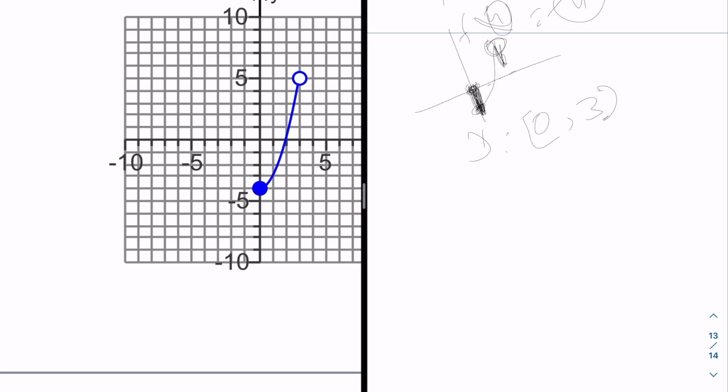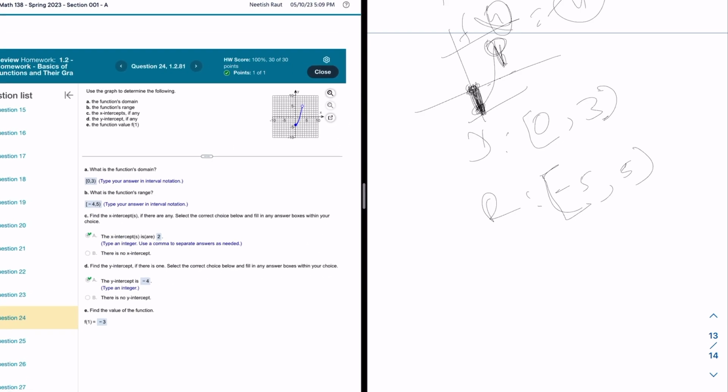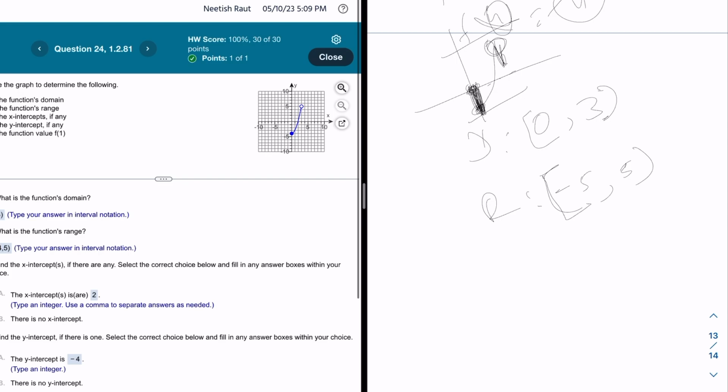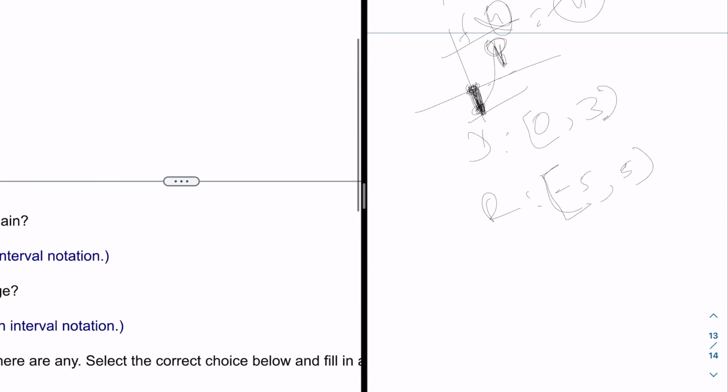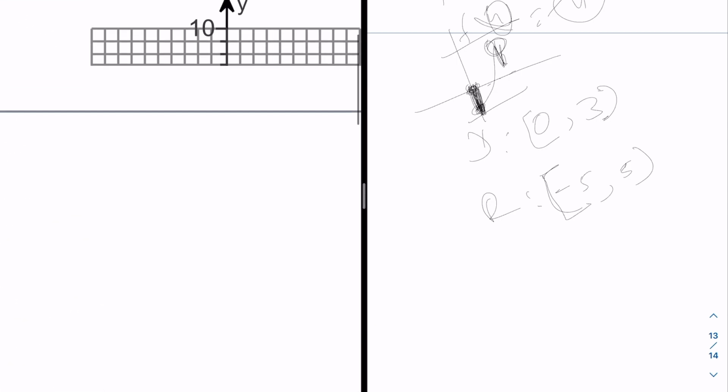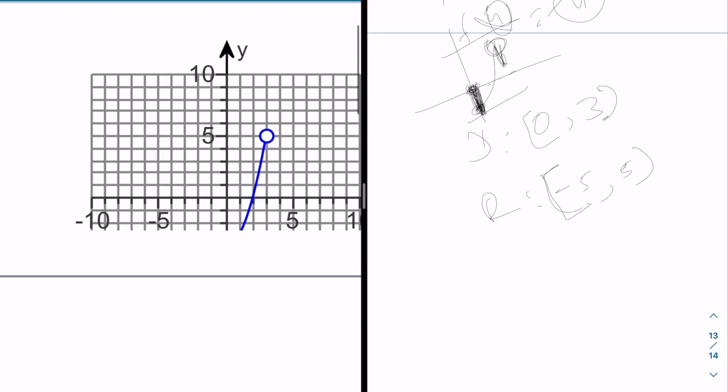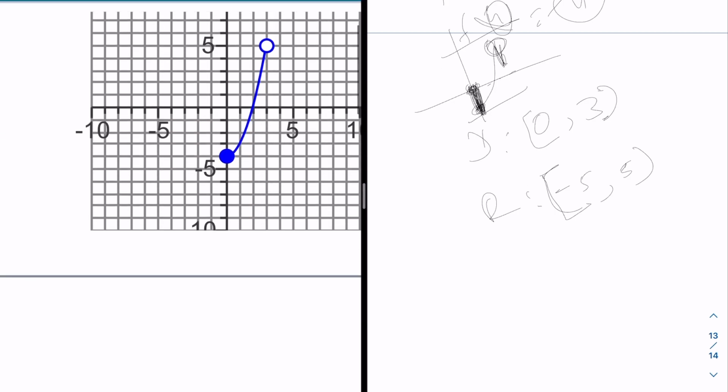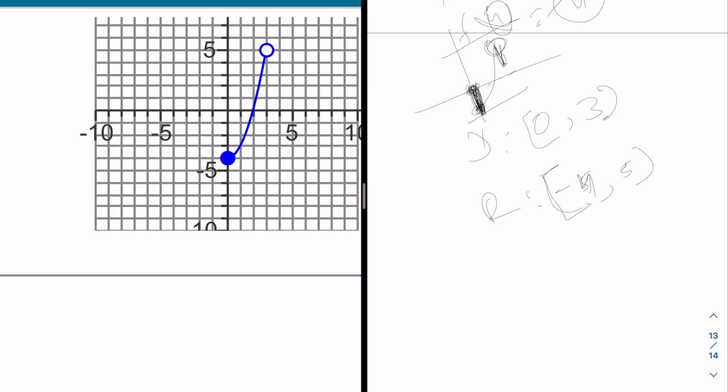Okay, now range is y coordinate here to here, right? So -5. Is -5 included? Yes. Then it goes to 5. Is 5 included? No. This is the range. We got our domain and range. Oh sorry, it's like -4. Oh, I didn't see clearly. You can see it's -4, right? Oh man, it's the tablet. It's really -4.